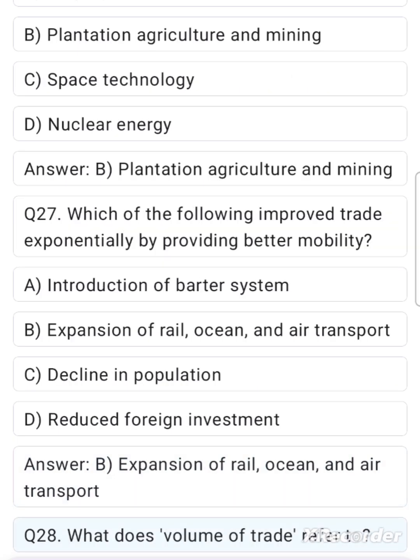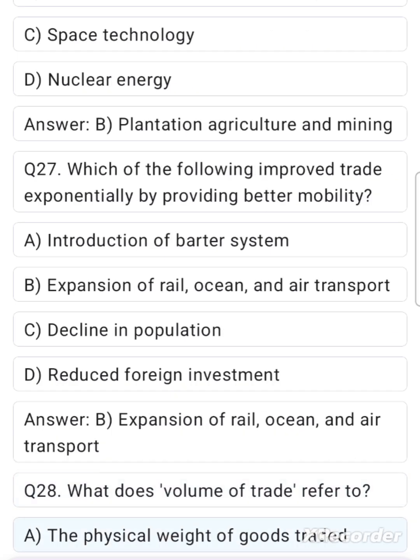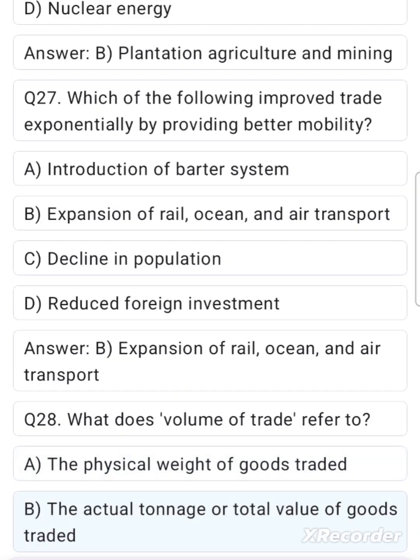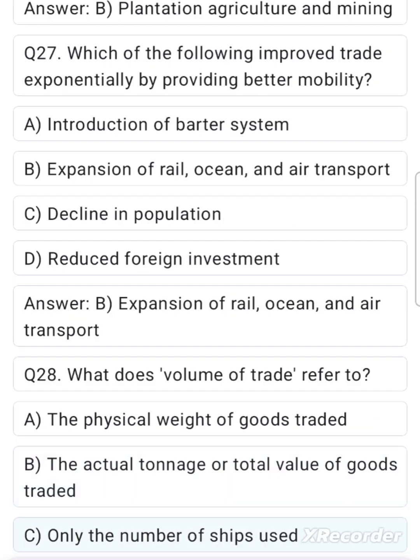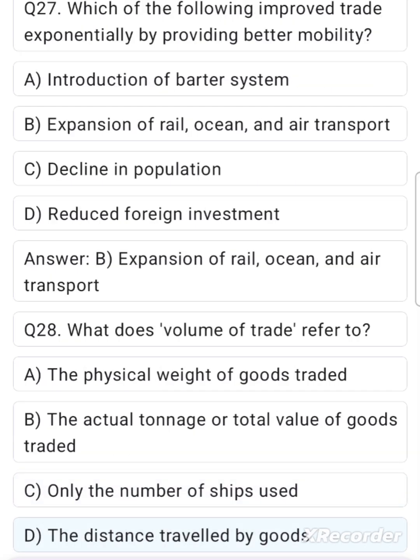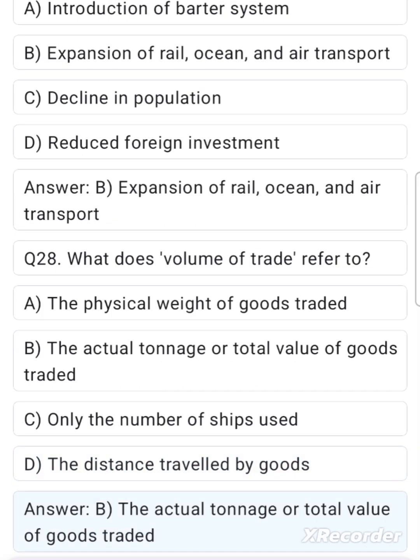Q28. What does volume of trade refer to? A. The physical weight of goods traded. B. The actual tonnage or total value of goods traded. C. Only the number of ships used. D. The distance traveled by goods. Answer. B. The actual tonnage or total value of goods traded.